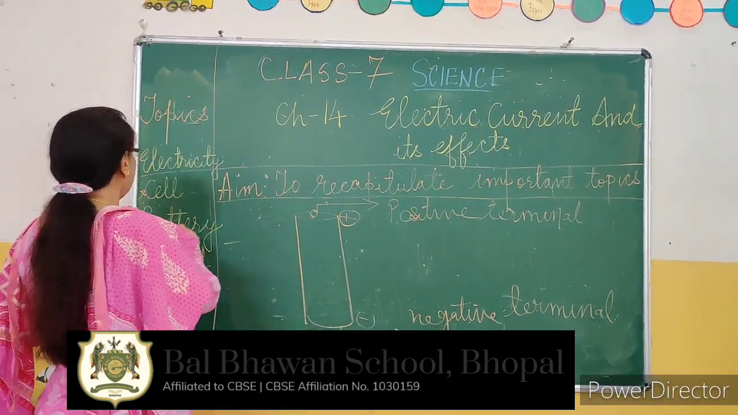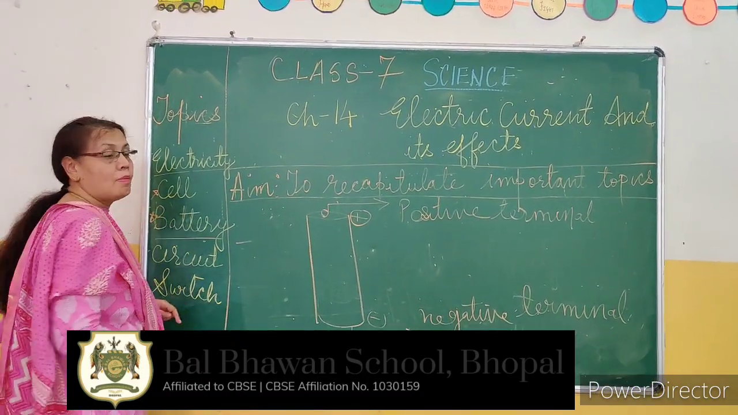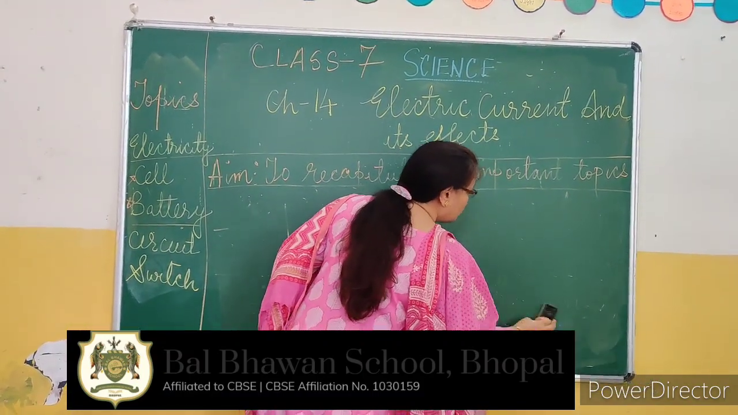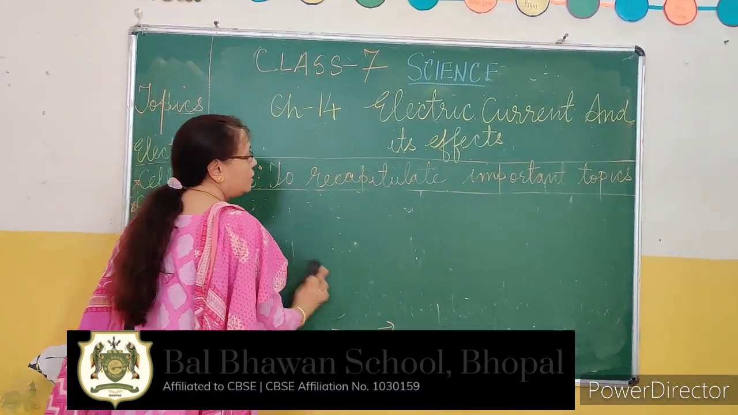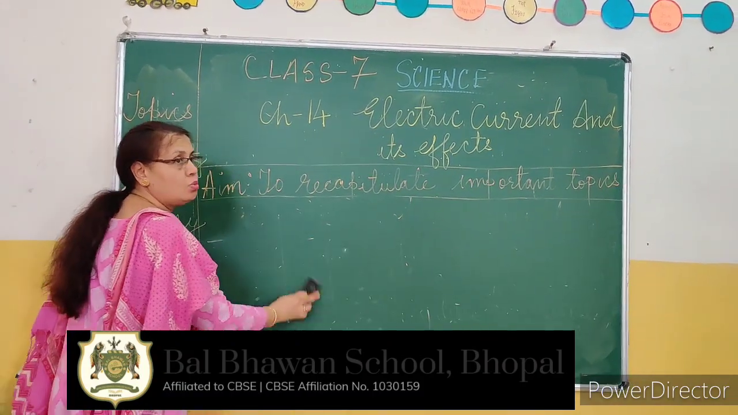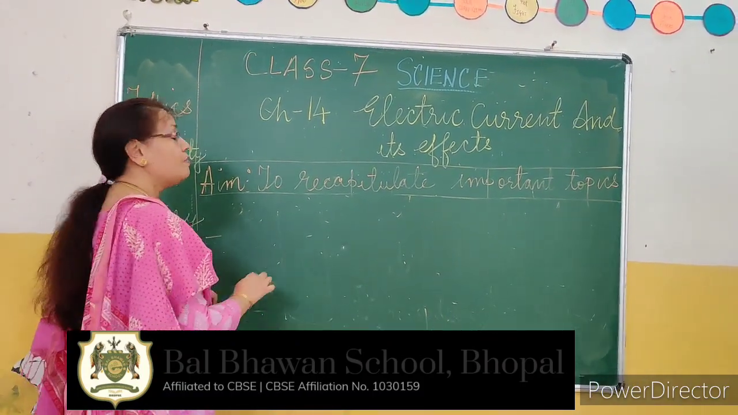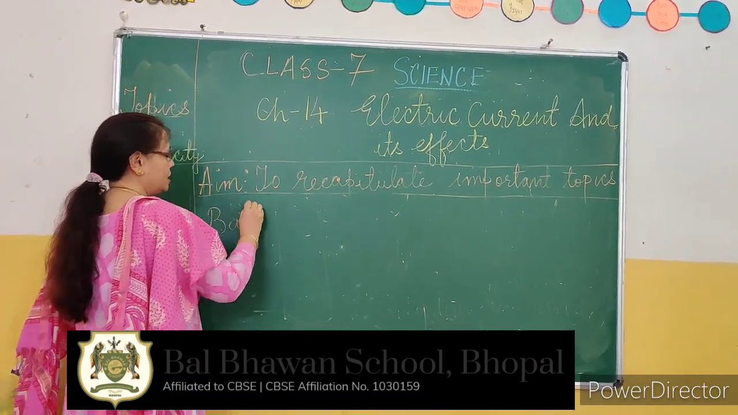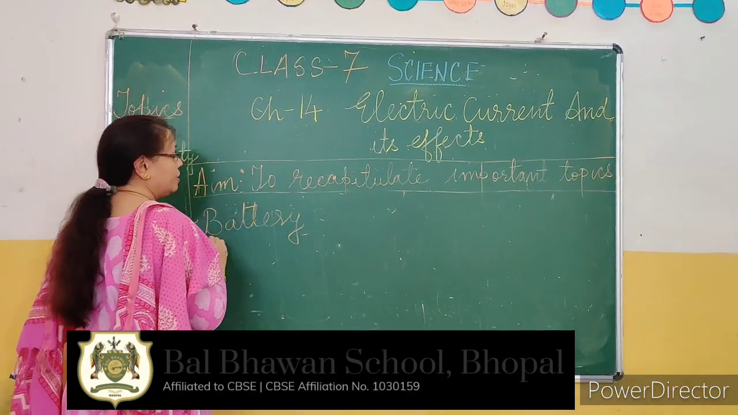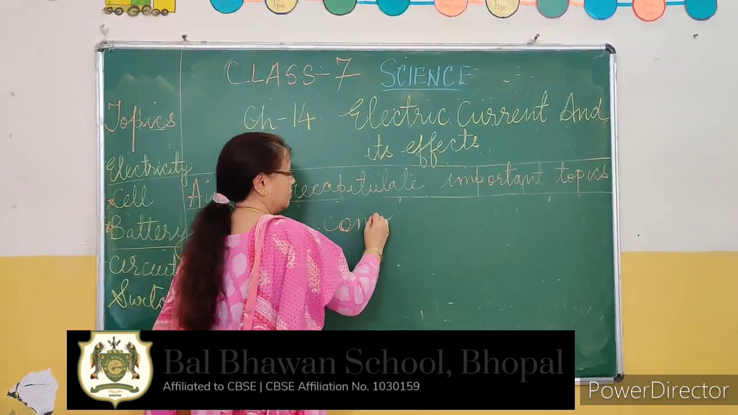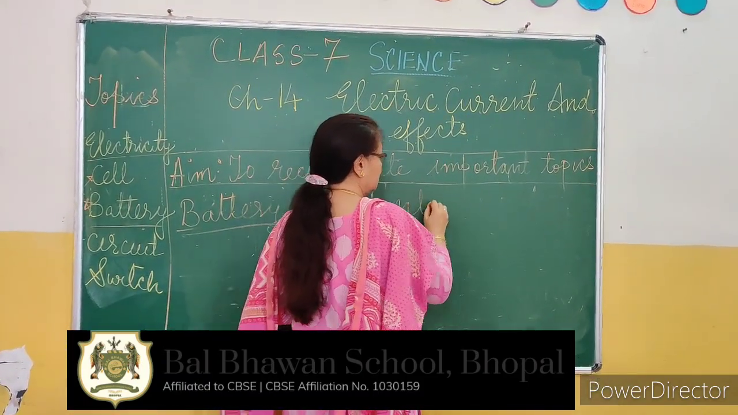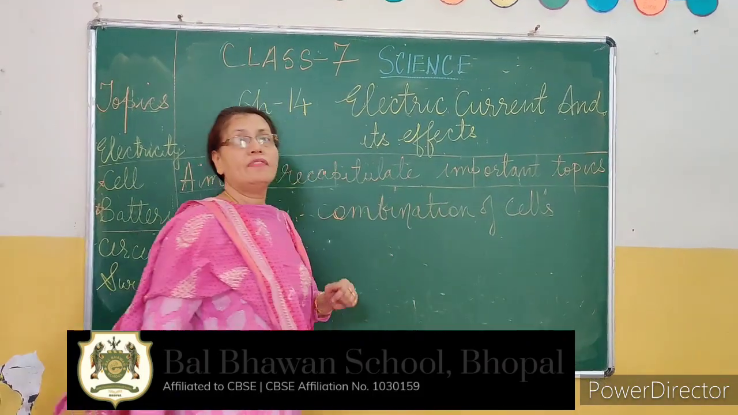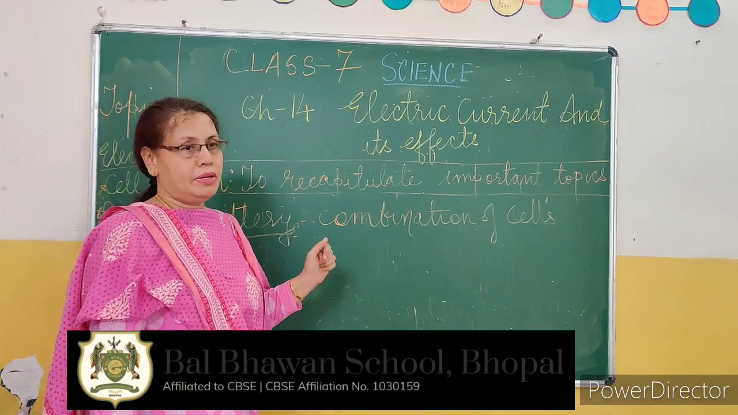Now, let us see how a cell is different from a battery. When we talk about a battery, suppose the requirement of the gadget is that it cannot work with one cell, then we have to place more than one cell in it. So such a combination of cells is called a battery. When more than one cell is joined, we call it a battery.